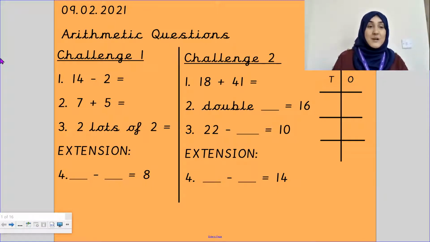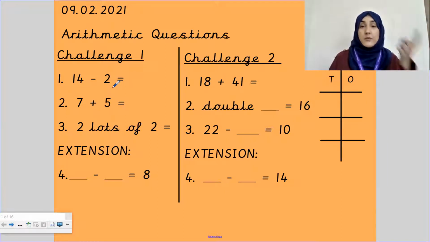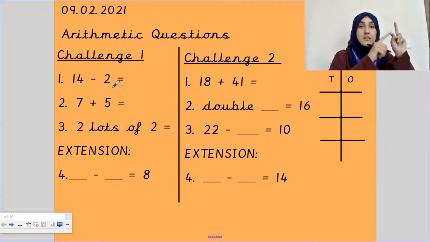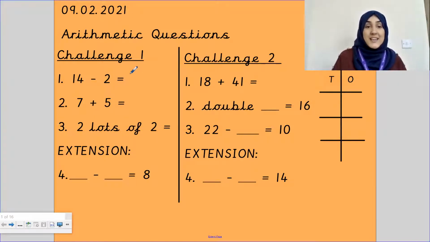Okie dokie, Morris class, well done for working so hard in your arithmetic. Let's first go through the answers for challenge 1, question 1. We have 14 take away 2. So I'm going to put 14 in my head. I'm going to hold up 2 fingers and I'm going to count backwards. So that's 14, 13, 12. Well done. So 14 take away 2 equals 12.